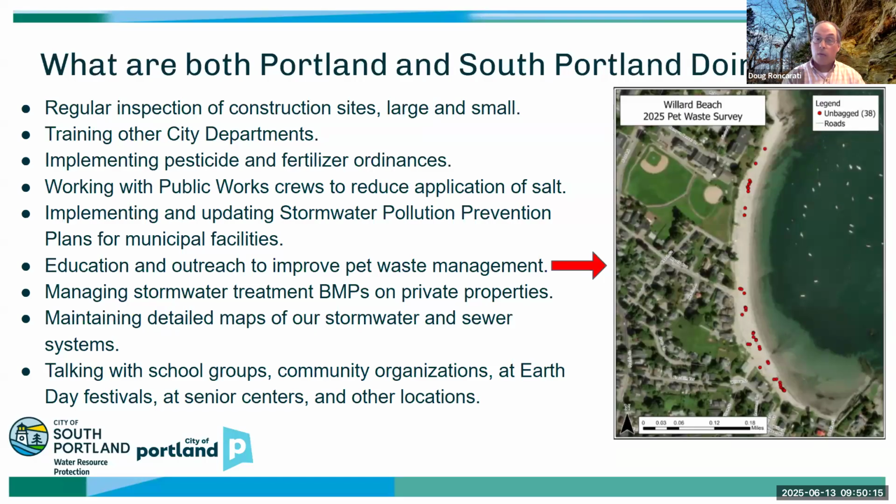We're going out and talking with school groups, community organizations, and having other events such as Earth Day festivals. We had Maine Clean Water Week the week before last, where we had multiple events. We had storm drain stenciling. We worked with the Portland Water District to go out and do that. We go out and talk with other community groups. I go to Lyman Moore School every year.